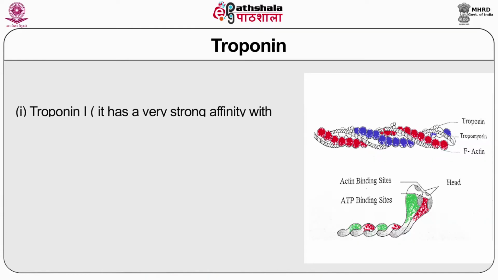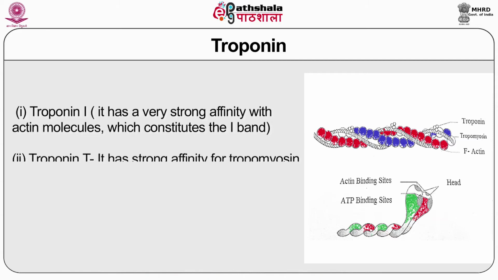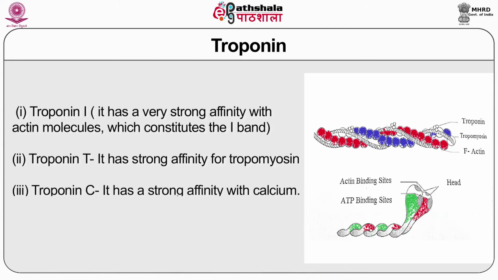One, troponin I, which has a very strong affinity with actin molecules and which consists of the I band. Next, we have troponin T. It has a very strong affinity for tropomyosin. And troponin C, it has a strong affinity with calcium. Remember, C stands for calcium.